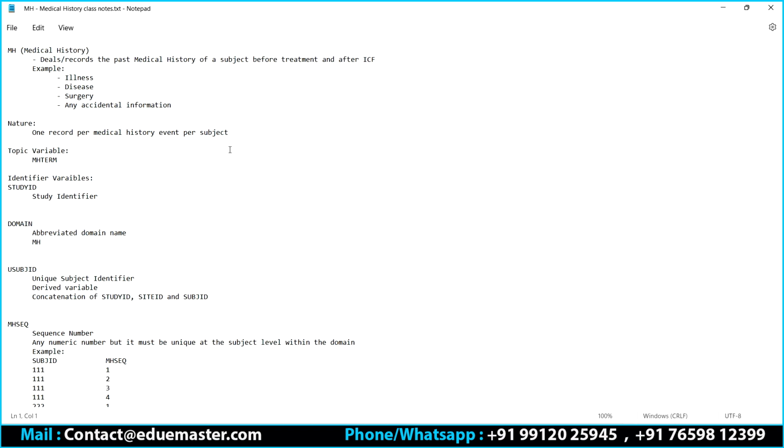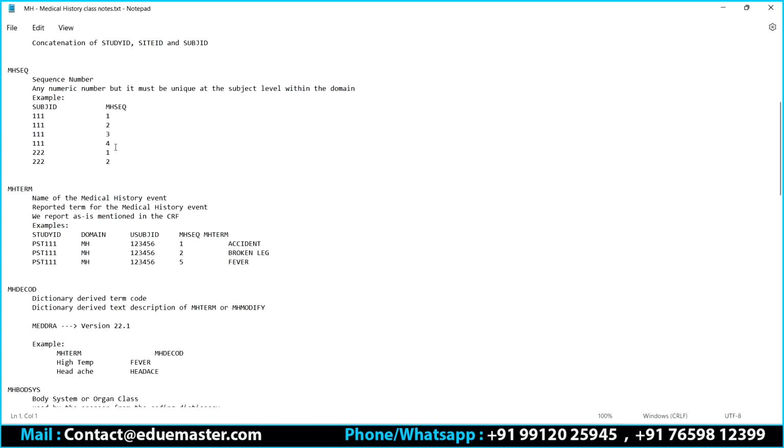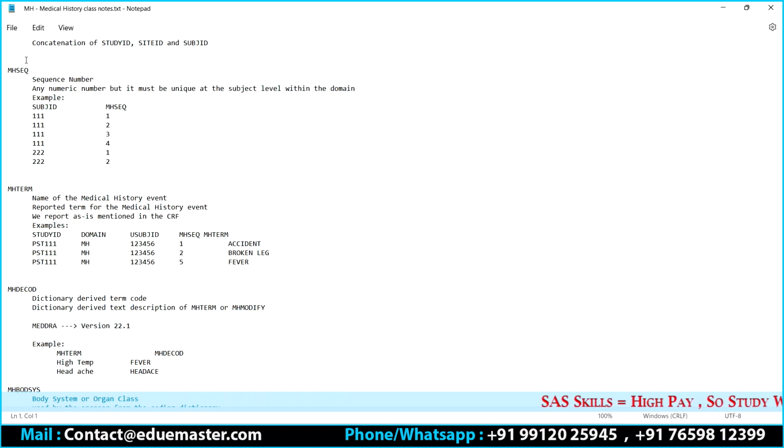Then, what are going to be the identifier variables? Three identifier variables are common for almost all the domains: study identifier, domain, and unique subject identifier. In addition to that, you're also going to have your sequence number. What is your sequence number? Within the domain, for each subject, we will assign one unique identifier, and we call that your sequence number. Within the subject level, we should not have any duplicates.